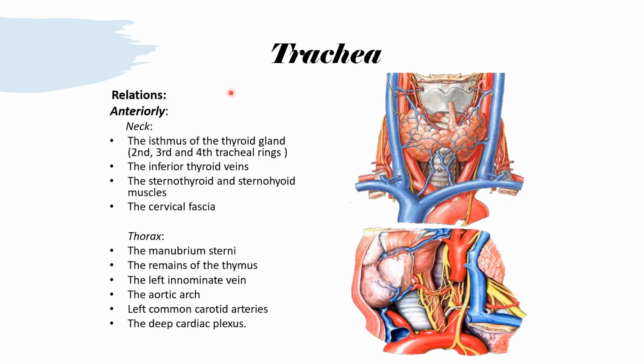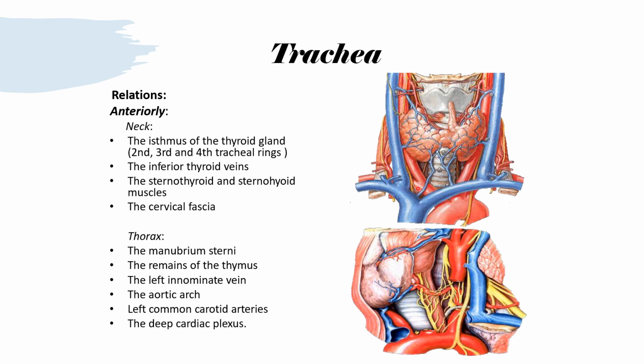Now coming to the relations of the trachea. Anteriorly in the neck, the trachea has the following relations. The isthmus of the thyroid gland, as you can see in this picture, the trachea anterior is related to the isthmus of the thyroid gland, the inferior thyroid veins, the sternothyroid and sternohyoid muscles.